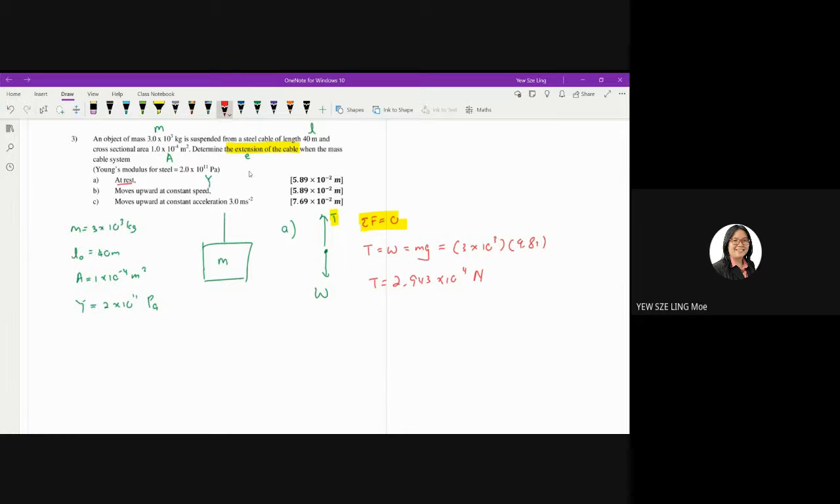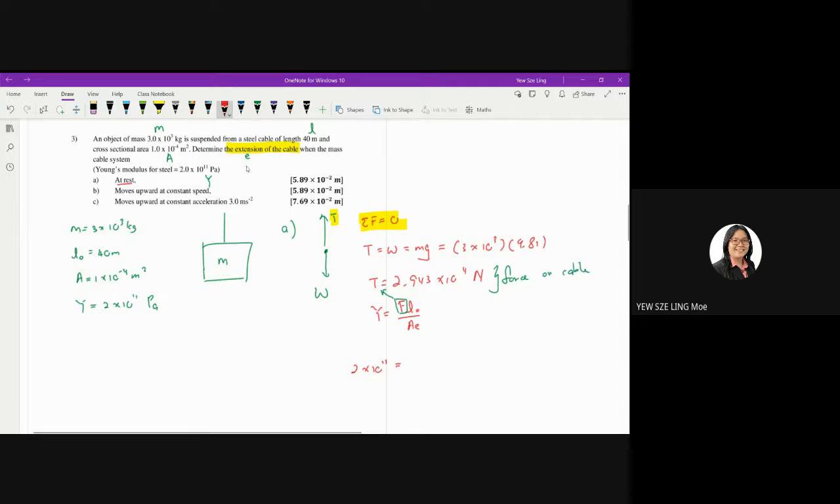Then we can calculate the extension by using Y equals to FL naught over AE, not AL naught, sorry, FL naught over AE. Given the Young modulus is 2 times 10 to the power of 11, now the force, again, the force we are going to use is tension, because it is the force acting on the cable. This is the force on the cable.